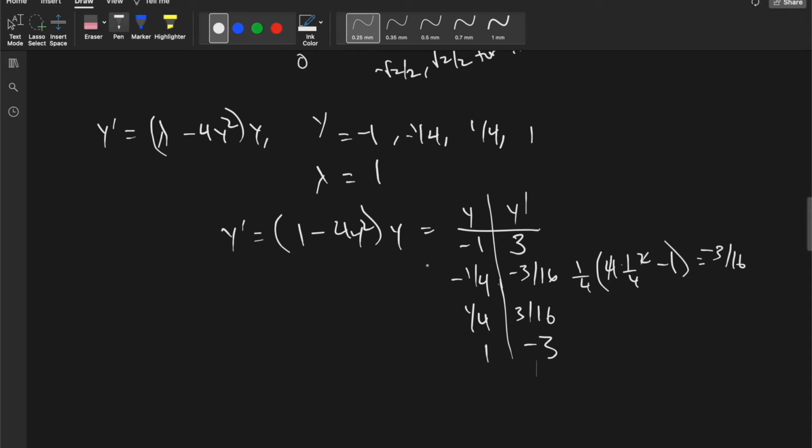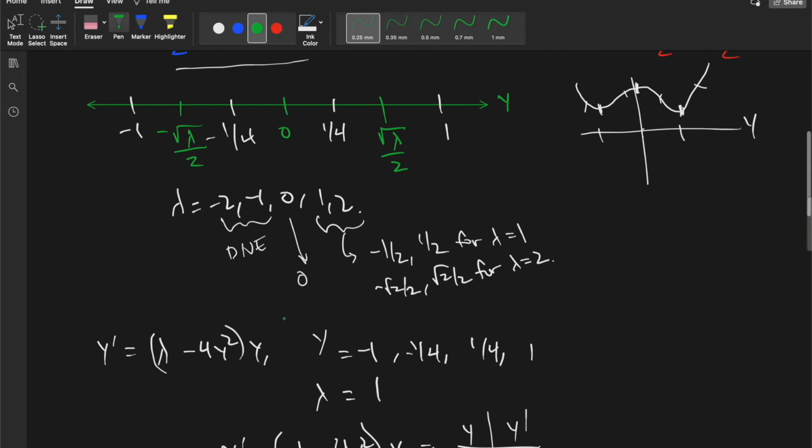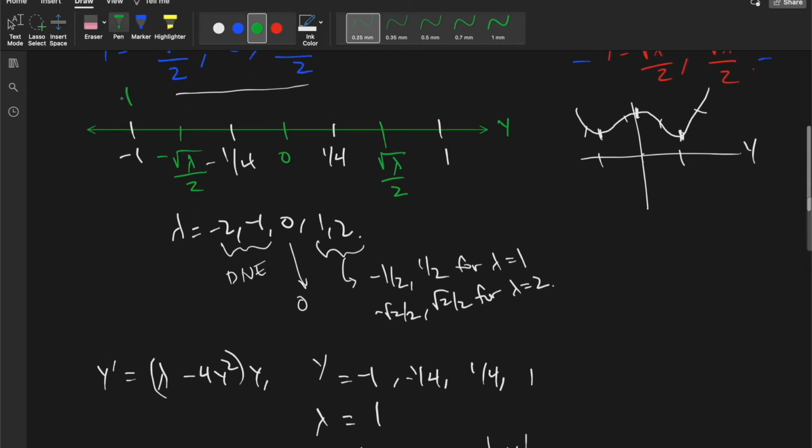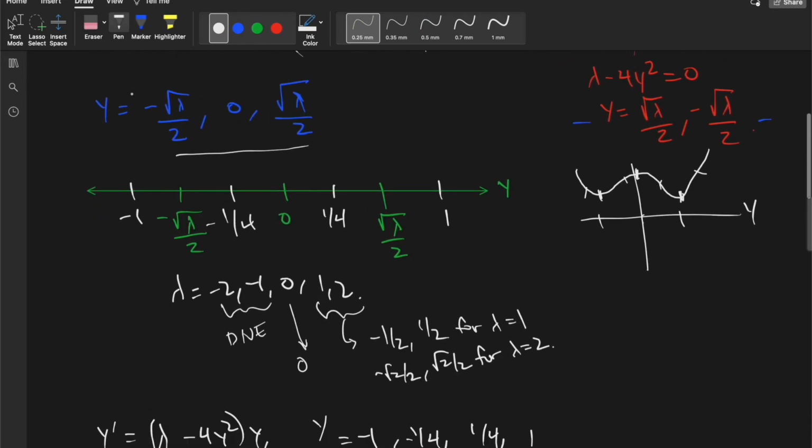Okay. What that means now is if we go back to our number line up here, our value for negative 1 was 3, which is positive. So we can put a big positive here. And then this was negative 3/16, so it's negative. This was positive 3/16, so it's positive. And then this was negative 3, so it's negative.